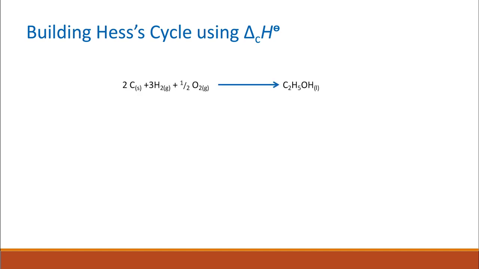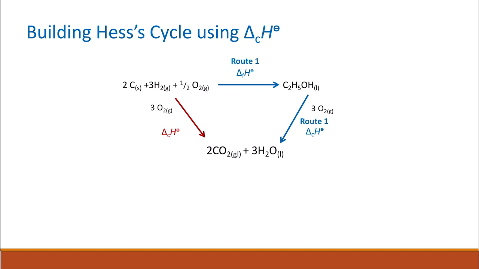So imagine this reaction where we're looking at the formation of ethanol from carbon, hydrogen, and oxygen. Once again, we can break it down into two routes: direct formation and combustion steps for all the elements that are involved in this reaction. So the first combustion will be the combustion of the reactant to give carbon dioxide and water, and the second one will be the combustion of the product to give carbon dioxide and water.